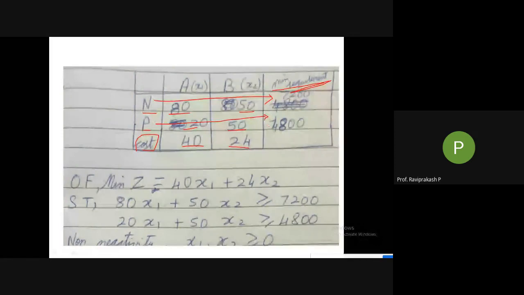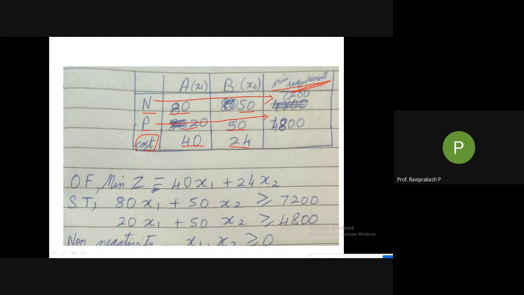What all they have given: prices 40 and 24. They have given the mixtures. For A it is nitrogen 80 and phosphate 20. For B they have given 50 and 50. And they have even mentioned how much a particular farmer has to put in his fields to get maximum output. But what is the condition here? We need to minimize his cost. There are two alternatives. How much of each he has to buy? That is my question here.